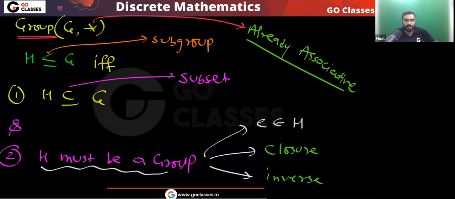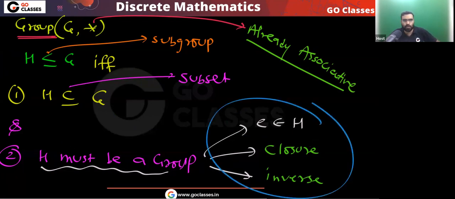Very simple. You have a group, and H is a subgroup if and only if H is a subset of G, so H must consist of elements of G. Next, H must be a group, meaning the identity element should belong to H, the closure property must be satisfied, and the inverse property must be satisfied. So we need to check these properties.